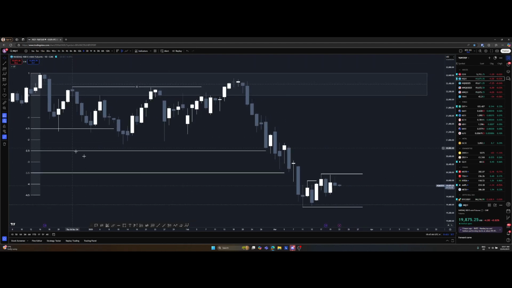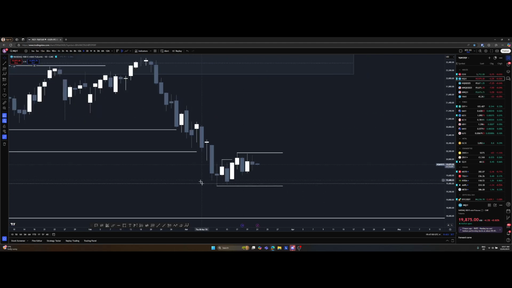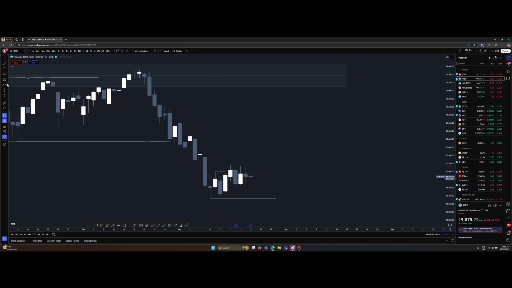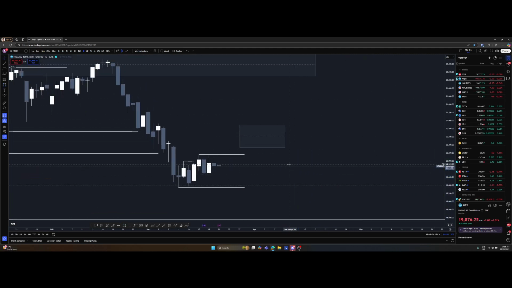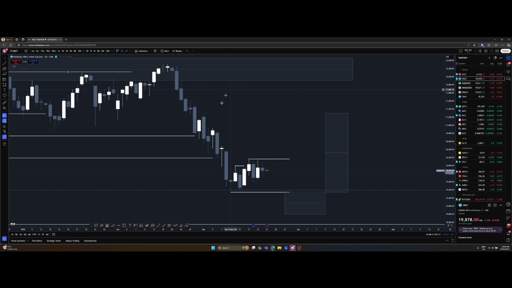So yeah, accumulation, manipulation, expansion. We go back into accumulation or consolidation, and then we're either going to get manipulation up here for another expansion leg, or we're going to get manipulation down here for expansion leg higher. So we just want to play it safe while we're down in here.